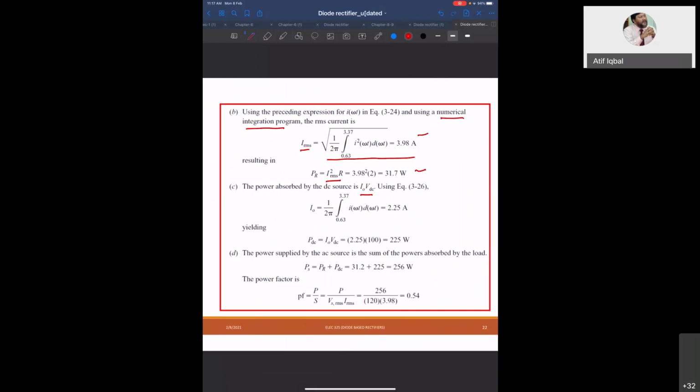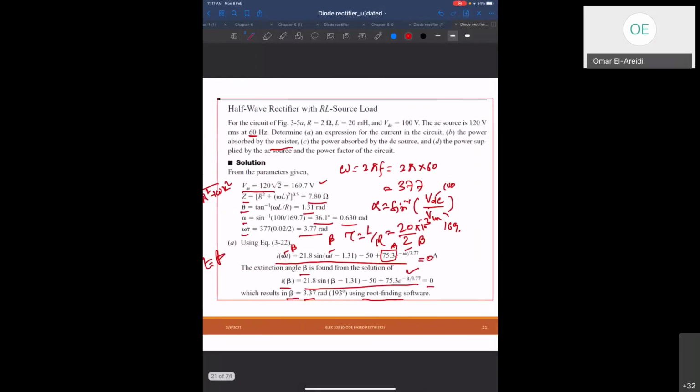Doctor? So once again, yes. Doctor, will you please go to the previous slide? Doctor, here in part A, using equation 3.22, how did we calculate 75.3?